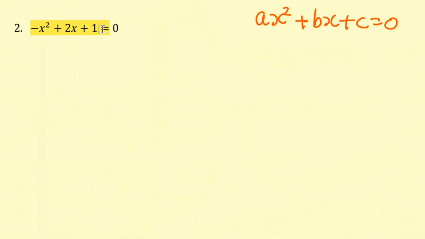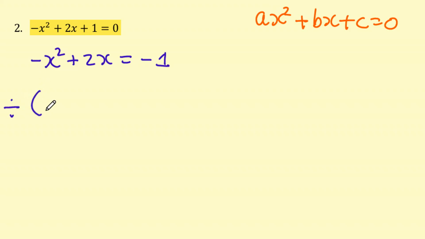Let's solve the second equation here. So the first step is to move c to the right-hand side. In this case, c is equal to +1. So this is equal to -1. Then the second step is to divide through by the x squared coefficient. In other words, to divide through by a, which is -1 in this case. So we divide through by -1.